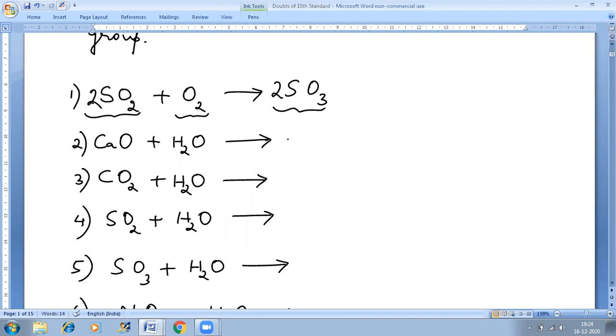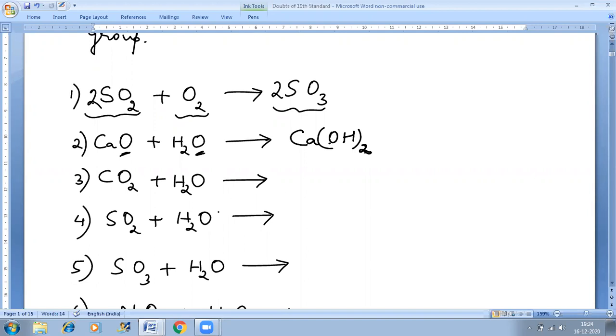Second one, CaO. CaO is calcium oxide. Calcium oxide plus water gives me calcium hydroxide. So this is also balanced. Here 1 oxygen and 1 oxygen, so 2 oxygen atoms on the left hand side. And here also you have 2 oxygen atoms because 2 is mentioned outside the bracket.